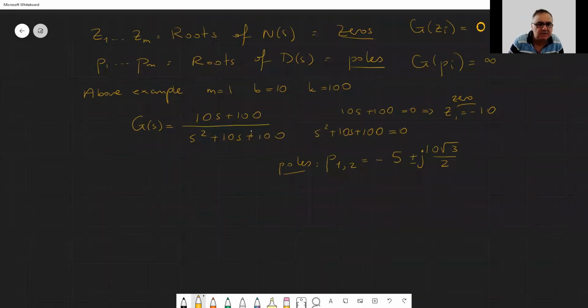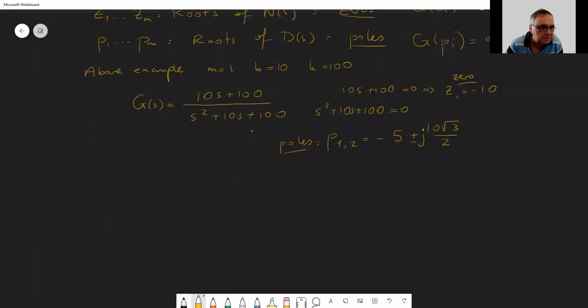So we can write our G of s as follows, if you like. G of s equals 10 times (s plus 10) divided by (s plus 5) squared plus (5 root 3) squared, as you might remember. The complex poles can be written like this.